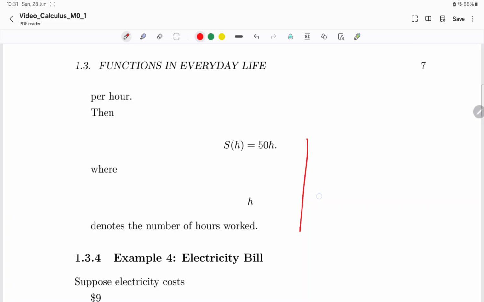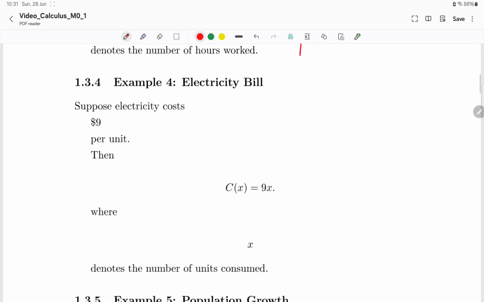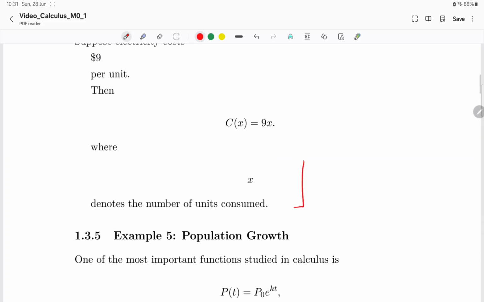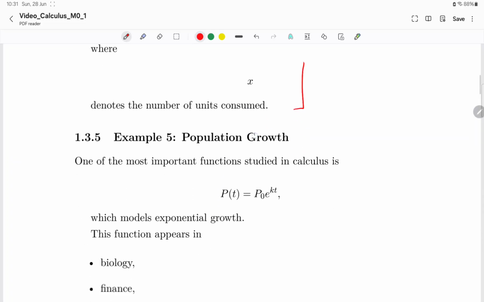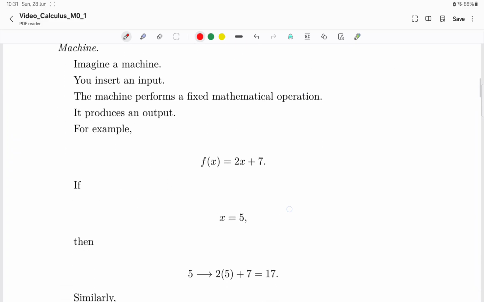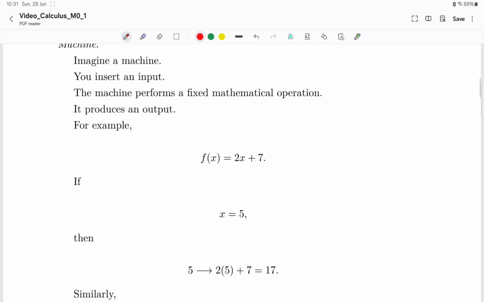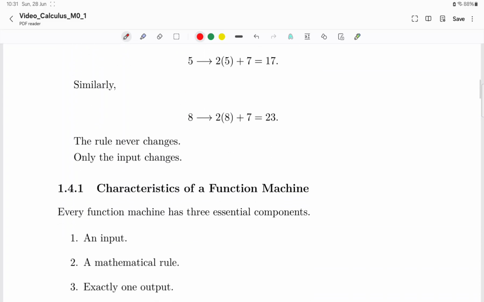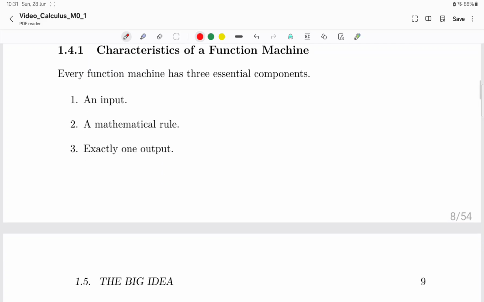You can clearly understand this example, an electricity bill, how you can formulate one scenario. It is something like that. For now this is a sample video. For now we'll move towards more things on functions.